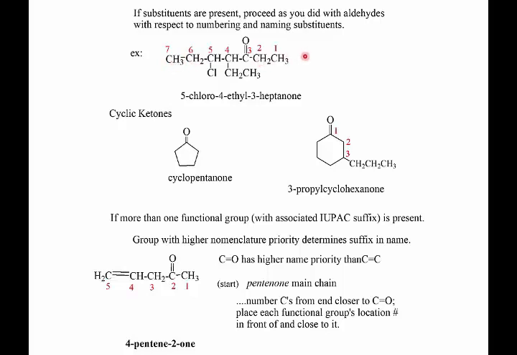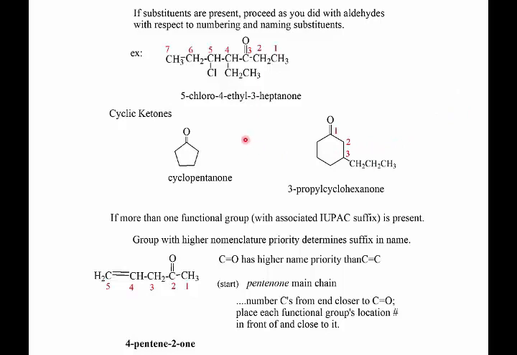All right, now we need to number the carbons from the end near the ketone group to establish the location number. So we'll number from the right end rather than the left and go 1, 2, 3, 4, 5, 6, 7. We have an ethyl substituent and a chlorine, or chloro, substituent. Of the two, the chloro substituent alphabetically comes first, so it's named first. With its location number, you would say 5-chloro, and then 4-ethyl, 3-heptanone. All right, hope that's clear.